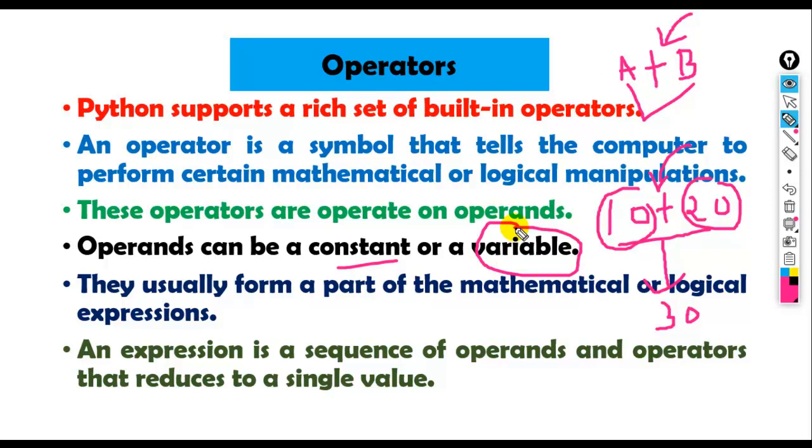So what is an operator? An operator is a symbol that tells the computer to perform certain mathematical or logical manipulations. These operators operate on operands. So what is an operand? An operand is an object on which the operator operates. So what is an expression? An expression is a sequence of operands and operators that reduces to a single value.